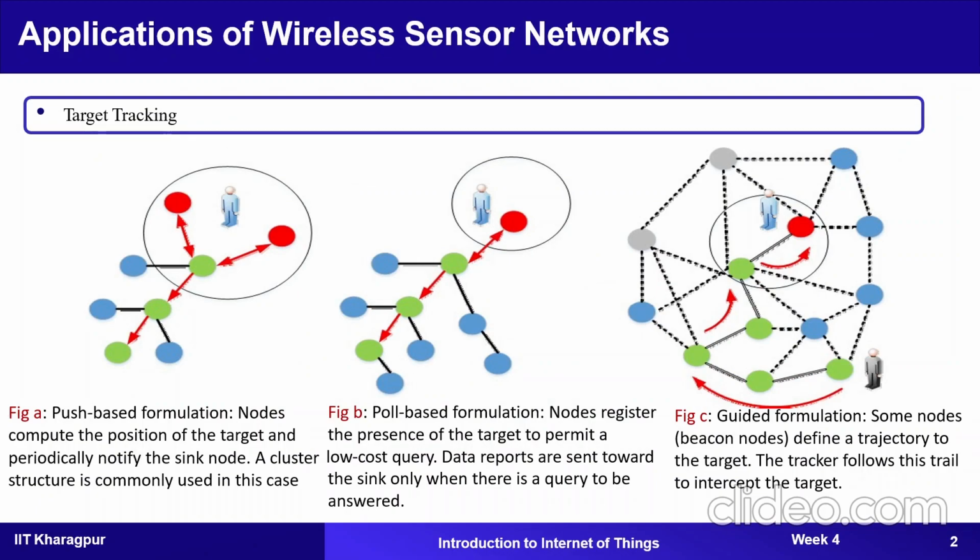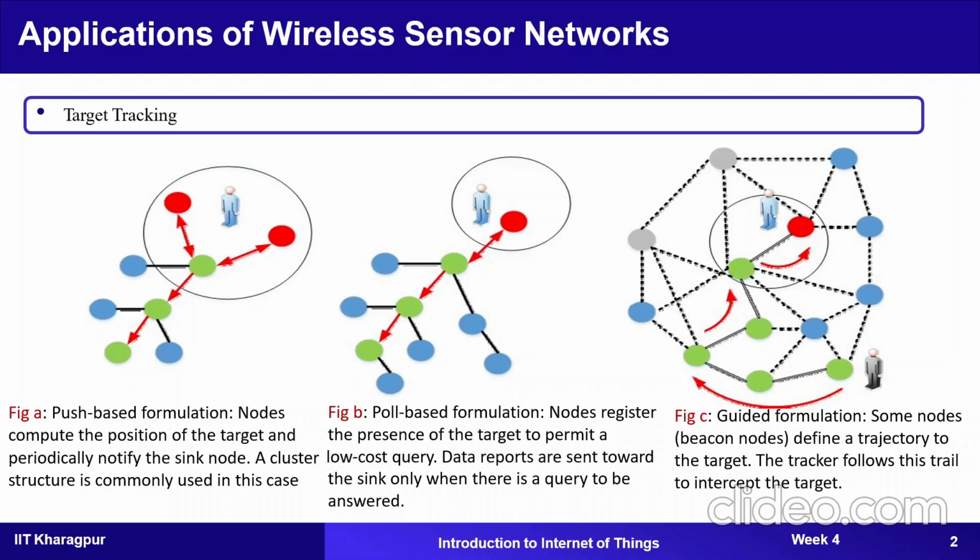Target tracking is of 3 types. First one is push based formulation, second one is pull based formulation, and third one is guided formulation. In push based formulation, the wireless sensor nodes which are deployed in an area sense the environment, and if they find some activity is taking place or someone is trying to enter a particular area, they send the data to the sink node periodically, and based upon that data it is detected whether someone has entered the particular area or not.